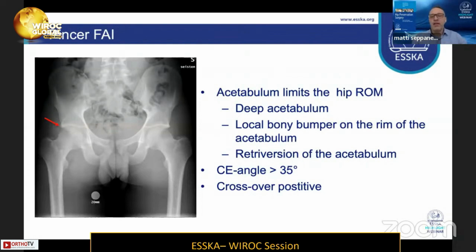In pincer FAI, the acetabulum limits the hip range of movement. It could be deep, coxa profunda, or there is a local bony bumper on the acetabulum rim limiting the flexion and internal rotation. The retroversion of the acetabulum causes the same situation, but there you have the limited coverage of the posterior acetabulum. C angle usually over 35 degrees and crossover sign is positive.